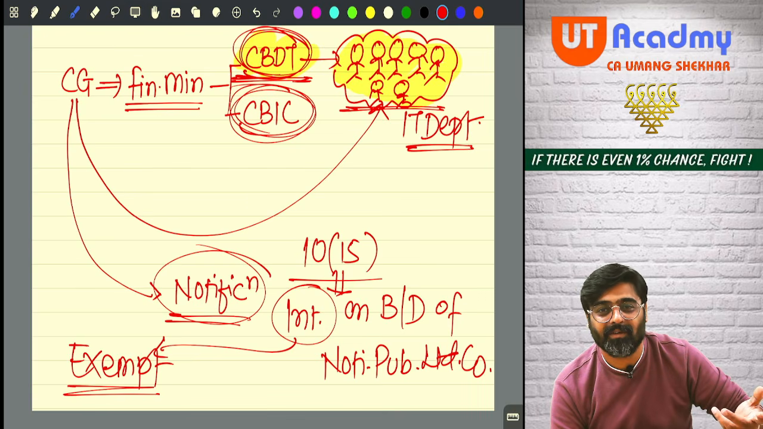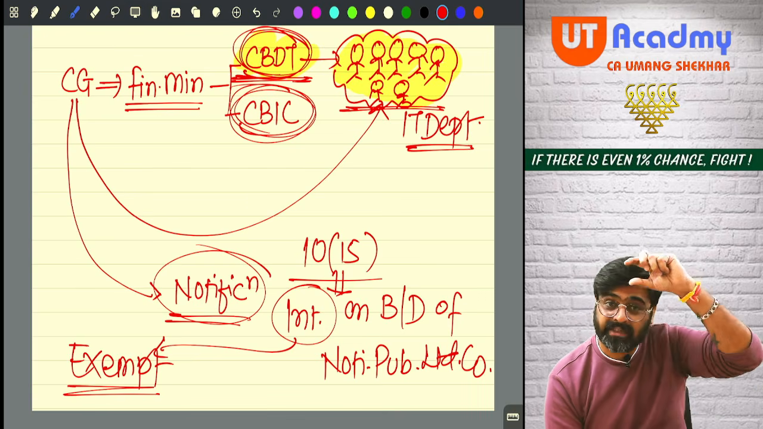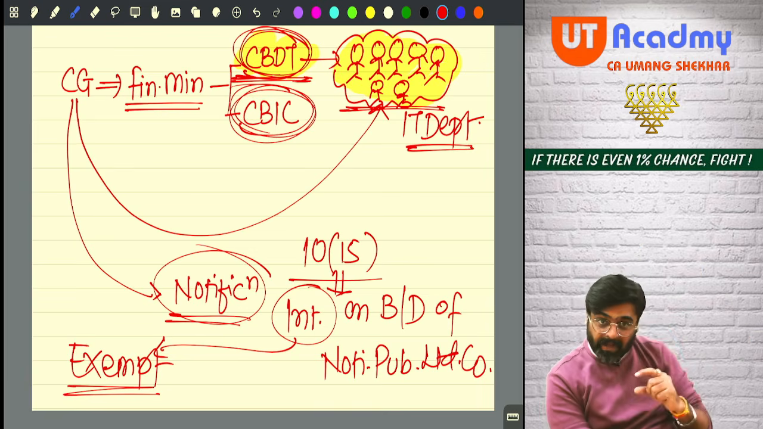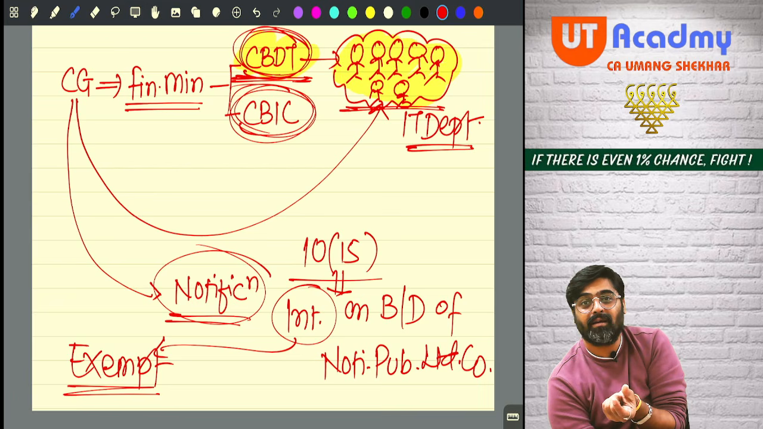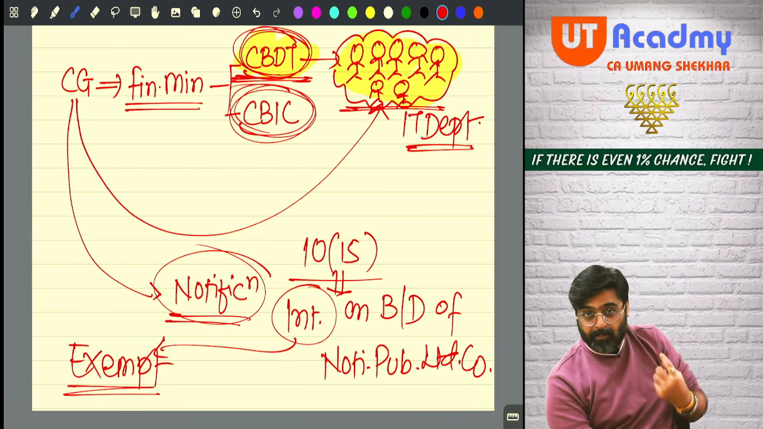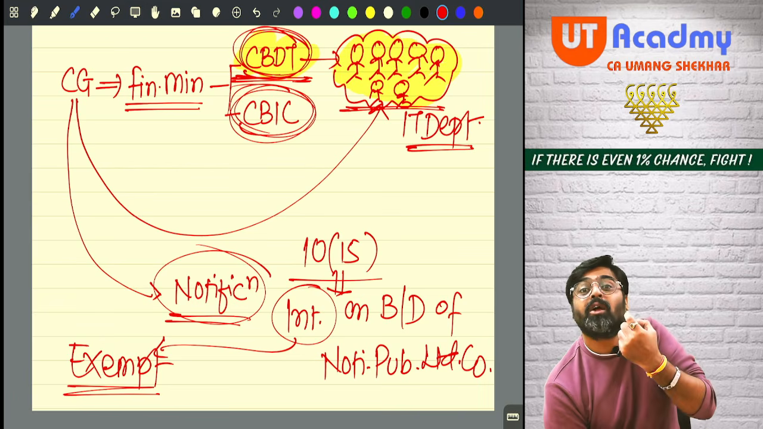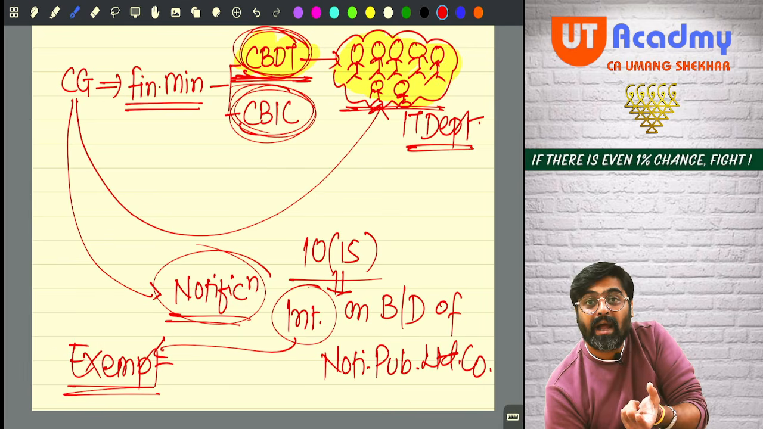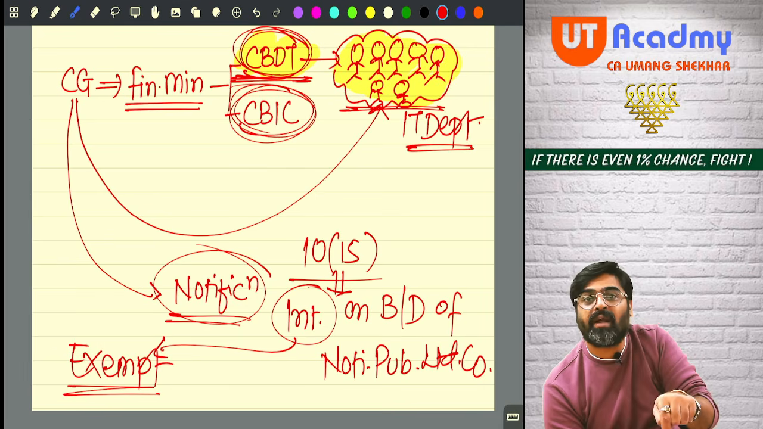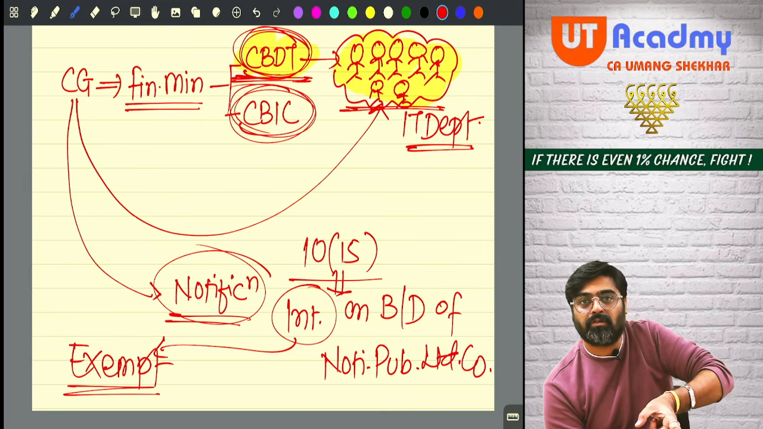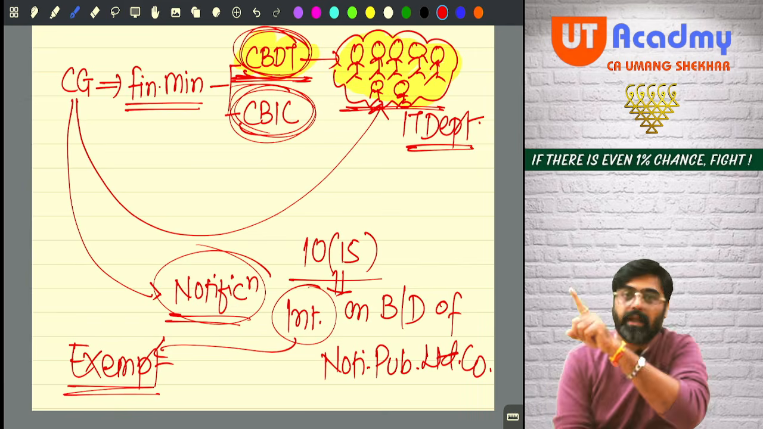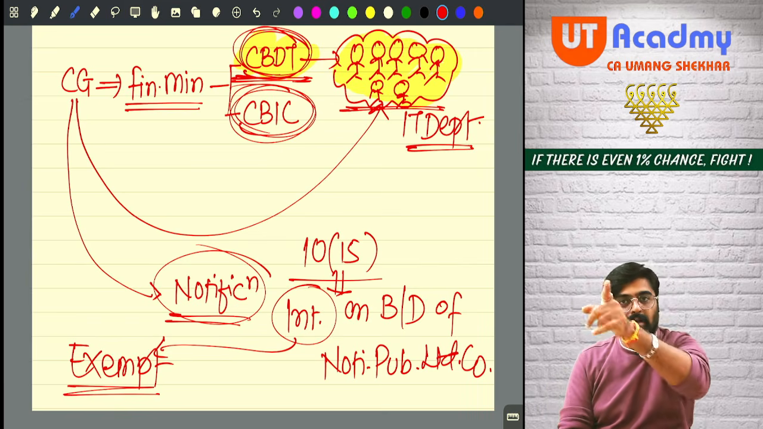Notified, no? It is written there. So section 10(15) says that the company must be notified. The public limited company must be notified, and on the bonds or debentures of this notified company, if you are earning interest, that interest will be exempt under 10(15).